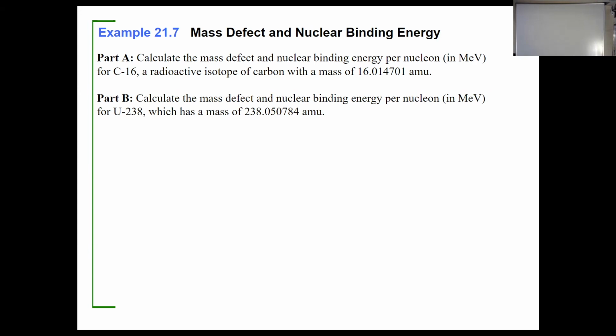So this says to calculate the mass defect and the nuclear binding energy per nucleon in mega electron volts for C16, which is a radioactive isotope of carbon. You'll notice that the mass values when you're doing mass defect and nuclear binding have many decimal places. Do not round them. You need them all, because the numbers are so similar that if you start rounding them, then you're not going to end up getting the correct answers. All right, so we're going to calculate two things here. We're going to calculate the mass defect and then the nuclear binding energy.